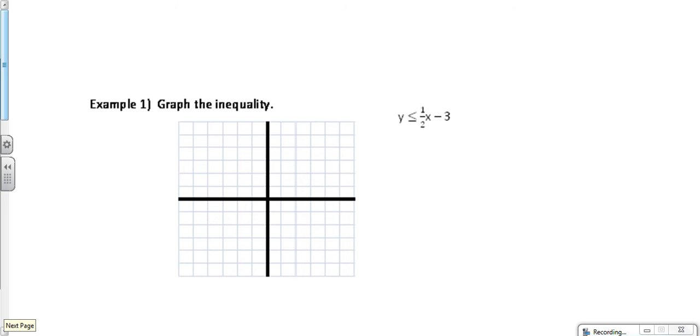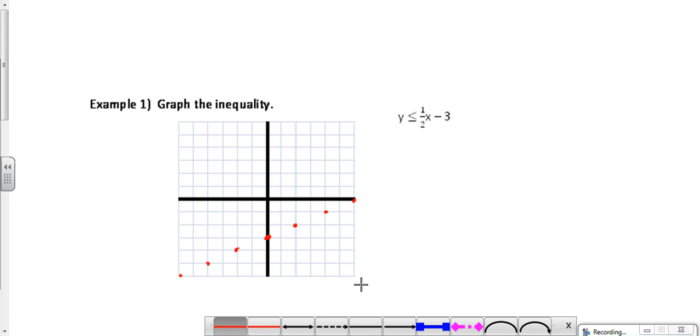Let's graph this inequality. Well, first and foremost, we graph it like we would a normal line. So let's pretend it's just y equals 1/2 x minus 3. So I go to my y-intercept, which is negative 3. My slope is 1/2, so I go up 1 over 2, up 1 over 2, and so on. And down 1 to the left, down 1 to the left, and so on. And I would draw the line.